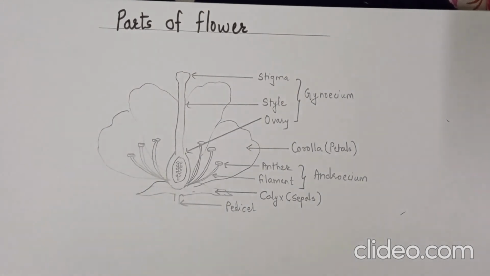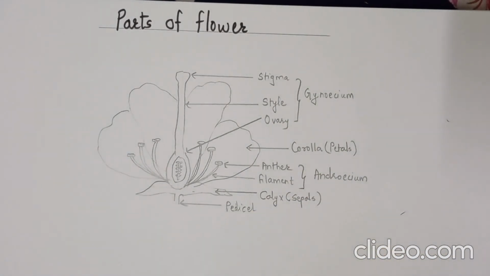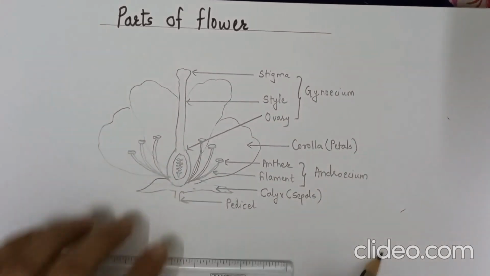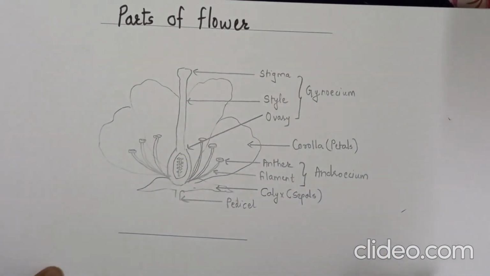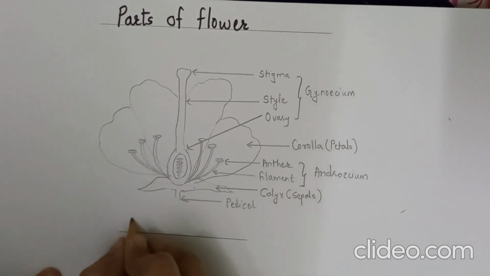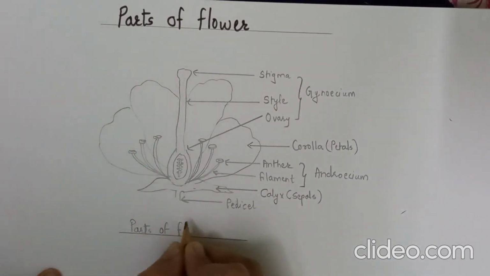So just count how many names we have given. 1, 2, 3, 4, 5, 6, 7, 8. Anything missing? 1, 2, 3, 4, 5, 6, 7, 8. No, everything we have done. Yes, what is missing is the label at the end, the title of the diagram. What is the title? Parts of the flower. Parts of flower. All right.